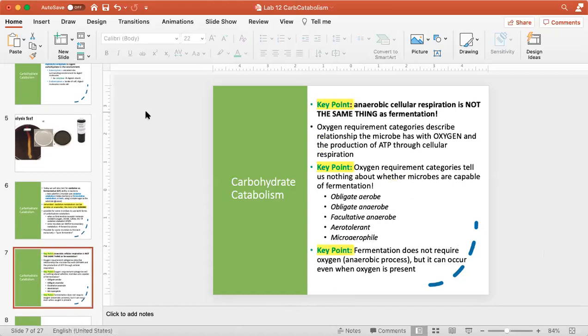There's more yellow highlighter on this slide because there are more really important points as we start talking about the OF test. Key point number 1, anaerobic cellular respiration is not the same thing as fermentation. Please put a star next to that in your notes. Anaerobic cellular respiration is not the same thing as fermentation. That anaerobic term means that oxygen is not being used. Some other molecule is being used though. So it's still cellular respiration.